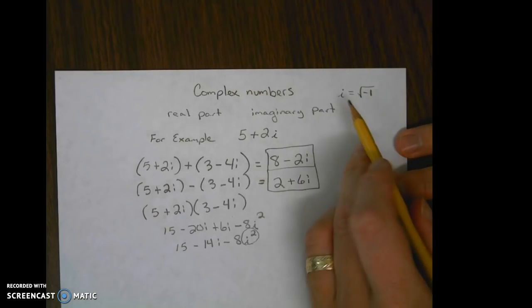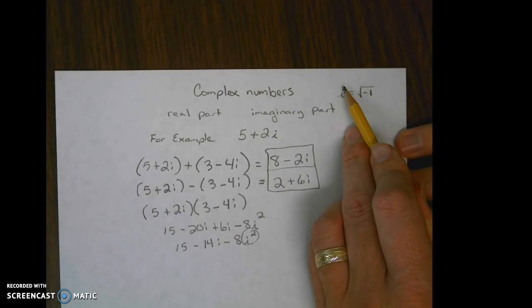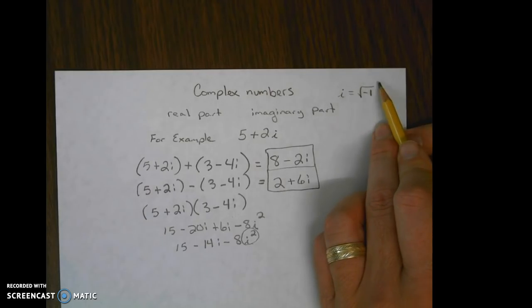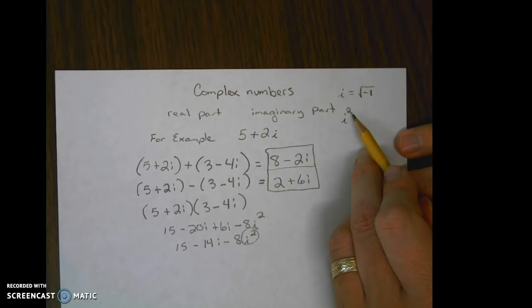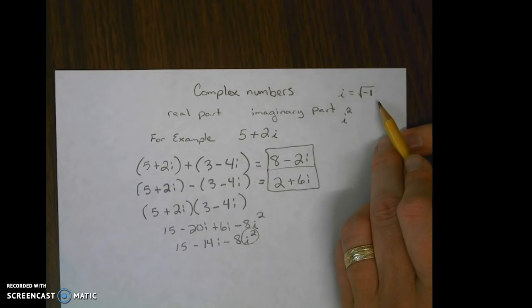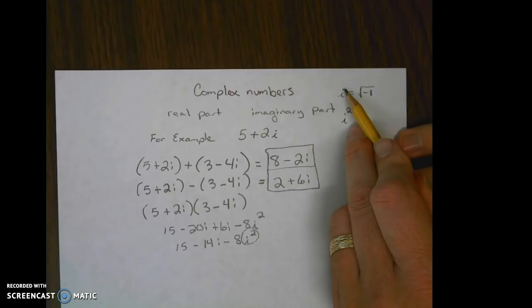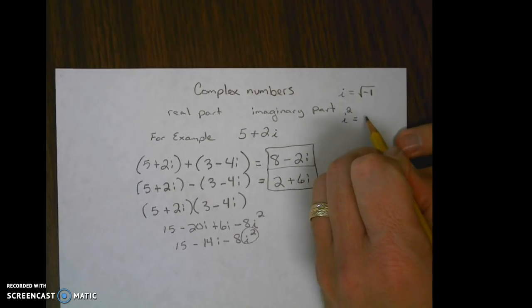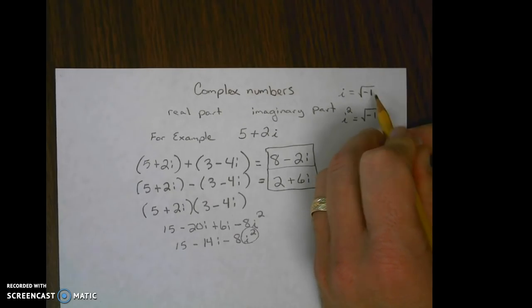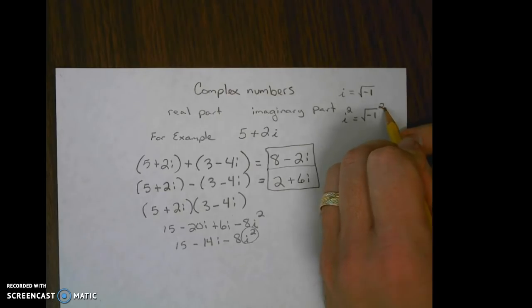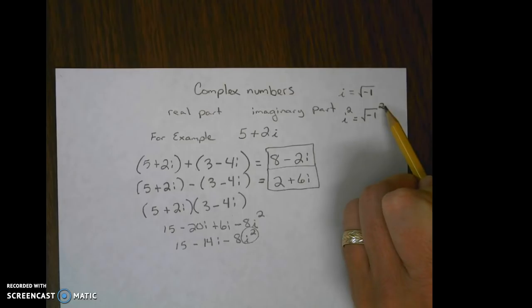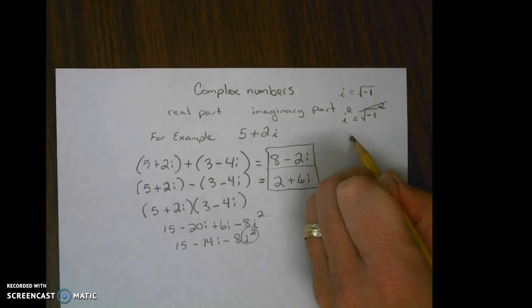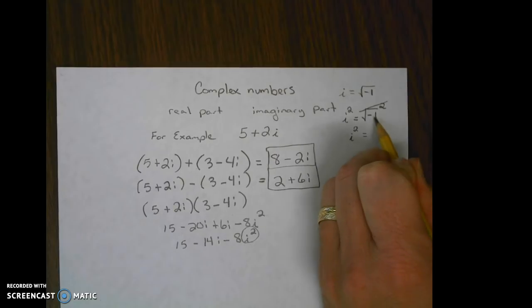So to figure out what i squared is, we're going to square both sides. So if I square this side, I get i squared. Remember, whatever you do to one side, you do to the other side. So if I square this side, I get i squared. And then if I square this side, I get the square root of -1 squared. Well, the square root and the square cancel out, and so we know that i squared is equal to -1.